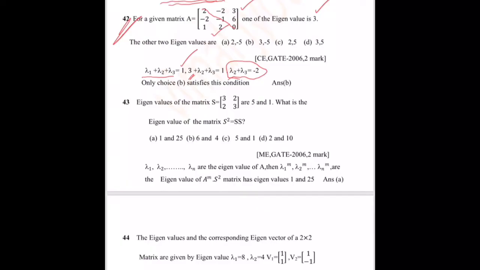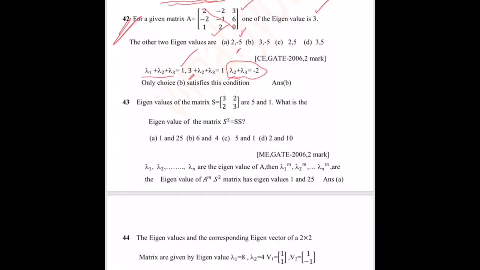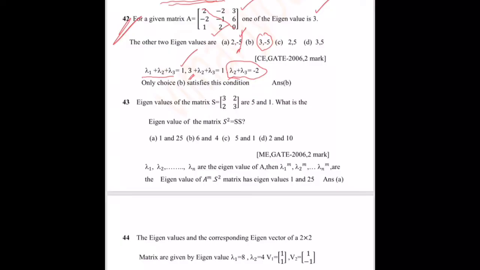The answers are 2 and minus 5. The sum is minus 3, so it is not true. Then 3 and minus 5, the sum is minus 2. That is, lambda 2 plus lambda 3 is equal to this. And for C, the sum of the eigenvalues is equal to 7.